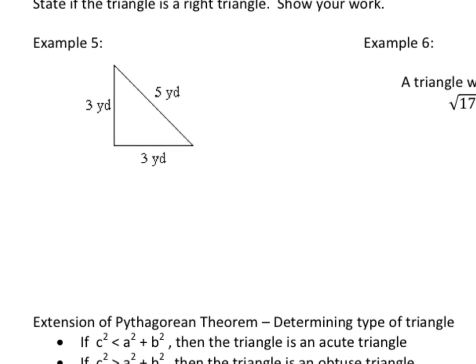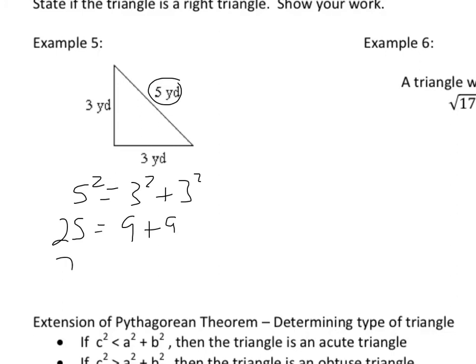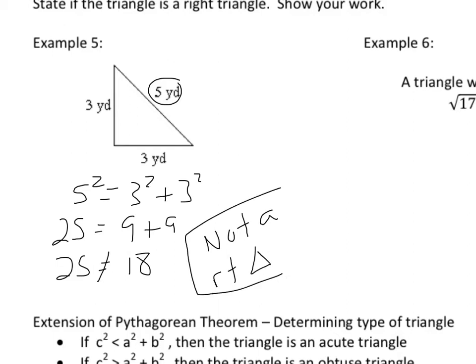So again, we would take the longest side, and we can obviously see which side is the longest, and it's 5. So we will apply the Pythagorean theorem and see if we get a true statement. So we get 25 equals 9 plus 9, and 25 then would equal 18. Now this is a false statement, so therefore we would say not a right triangle, because the Pythagorean theorem did not hold true.